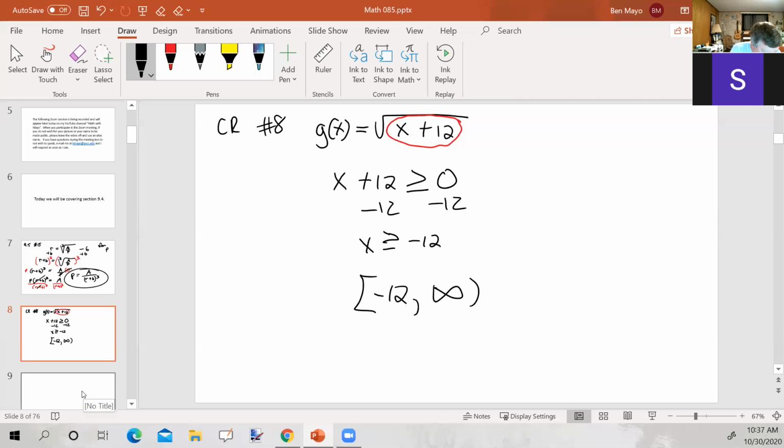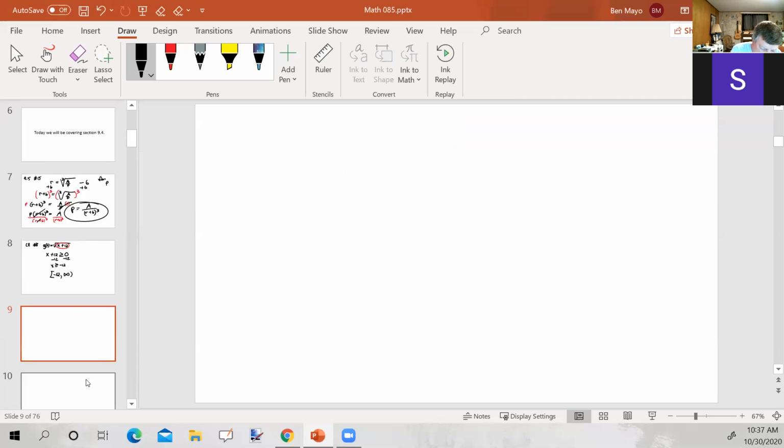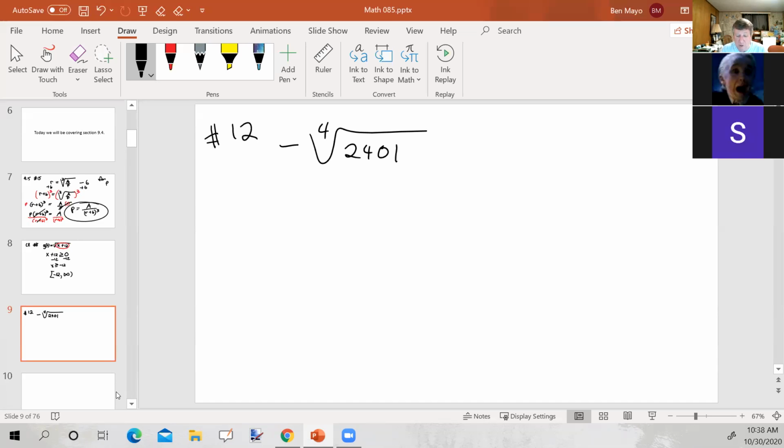All right, we're going to go on, continuing in the chapter review, and take a look at problem number 12. It says, evaluate the radical expression, if possible, without using a calculator. If the solution is not real, enter not real. And we have negative the fourth root of 2401.